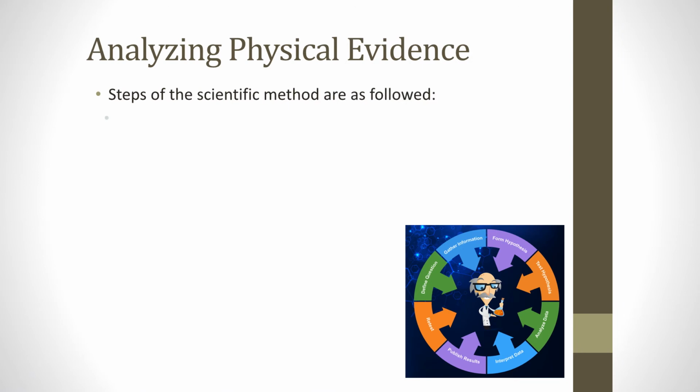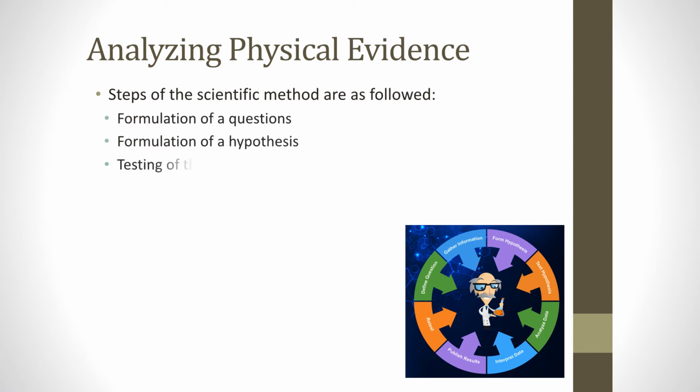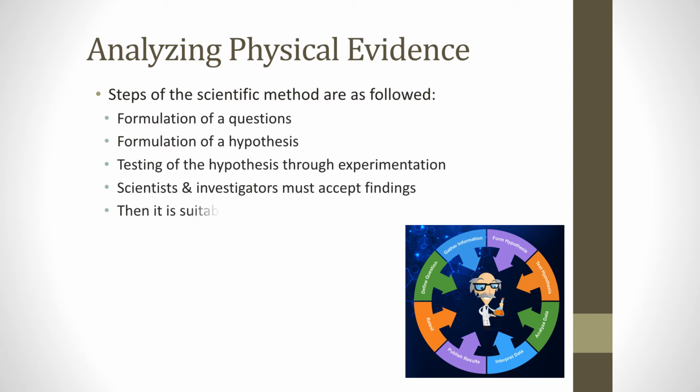The steps of the scientific method, there are 5 steps to it. First is the formulation of the question. The crime scene, who did it, what happened, and so on. And then a formulation of the hypothesis. So it needs to be a testable hypothesis.